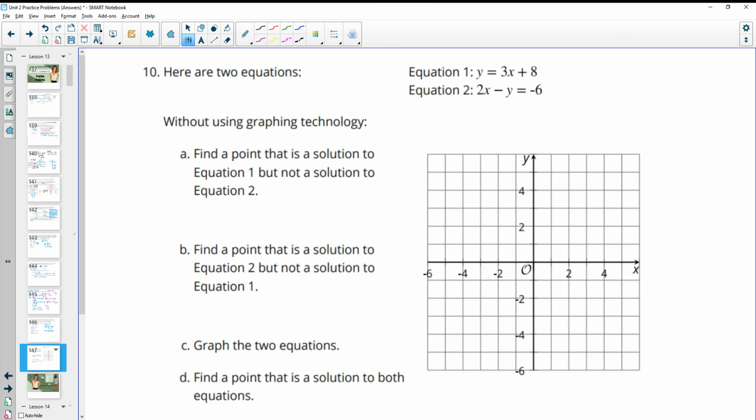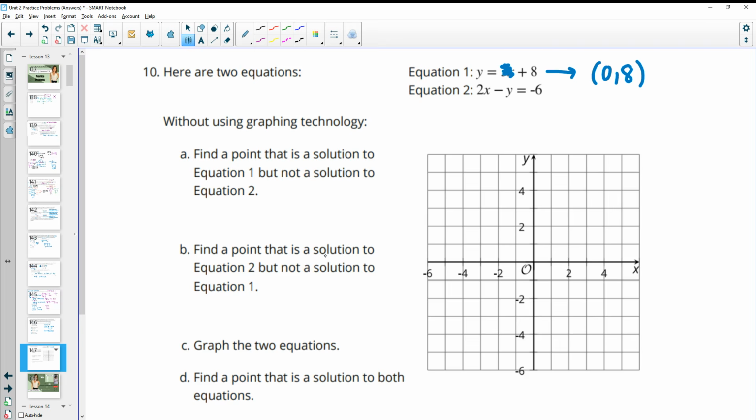Number 10 gives us 2 equations, and then it asks us to do this without graphing technology. So it wants us to find a point that's a solution to equation 1, but not to equation 2. So we want to look here. I'm just going to put 0 in for x. And if I do that, I get 8 for y. And then we can plug that in here to check. They want it to not be a solution to this one. So if I do 2 times 0, that's 0. And -8 does not equal -6. So it's not a solution to the second one. So that's a point that's just a solution to equation 1.